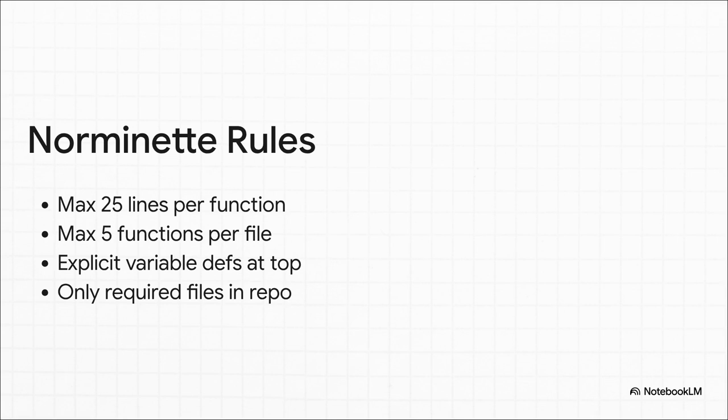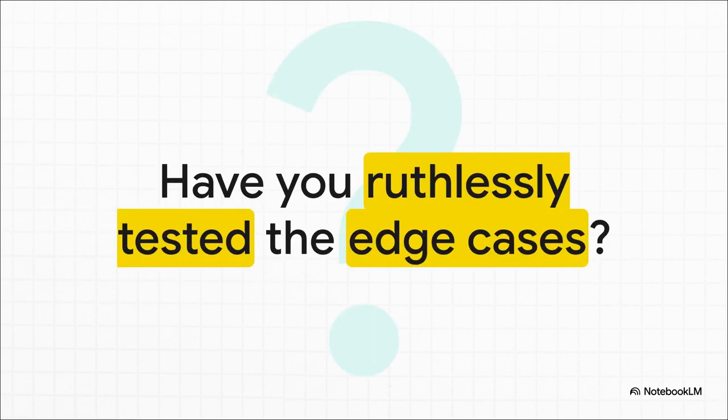Systematically check that your code passes every single one of these strict Norminette constraints. Ask yourself, are your functions under 25 lines? Do you have more than 5 functions packed into a single .c file? Are all your variables declared right at the top of your function blocks before any logic happens? And finally, did you verify that only the required .c files are sitting in your turn-in directory? Please, no random .out files or text files left behind. Clean up your workspace.